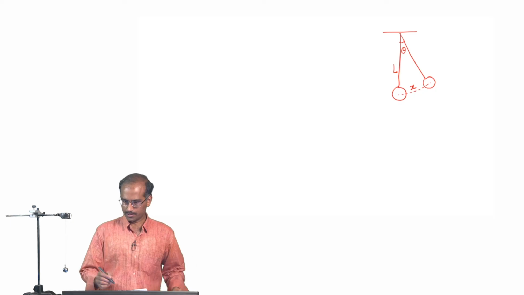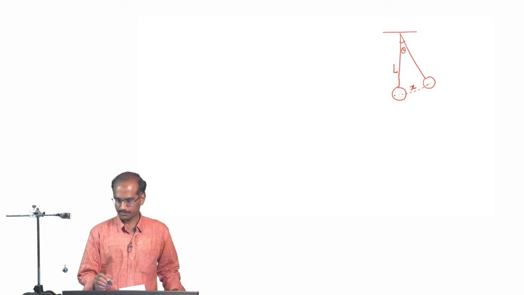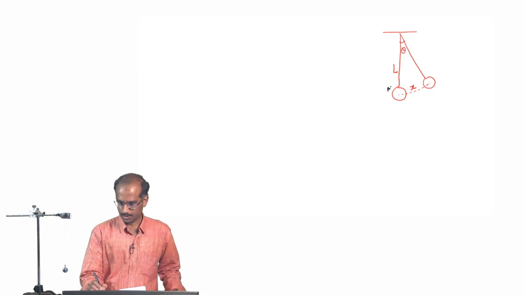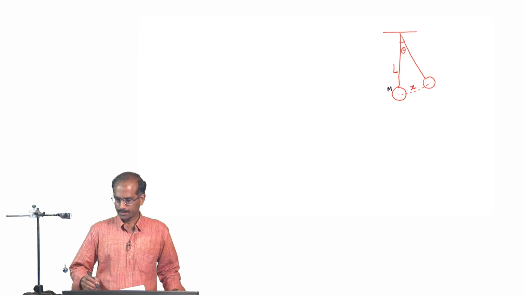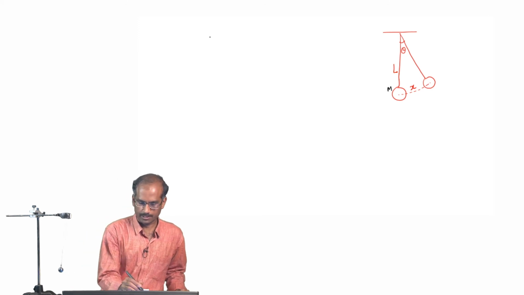So, I have drawn here a sketch of a pendulum. I have a string of length L and there is a bob whose mass is m, and if I pull it a little bit aside, the angular displacement is theta, and the distance here is x. So, x and theta are related by x is equal to L times theta.